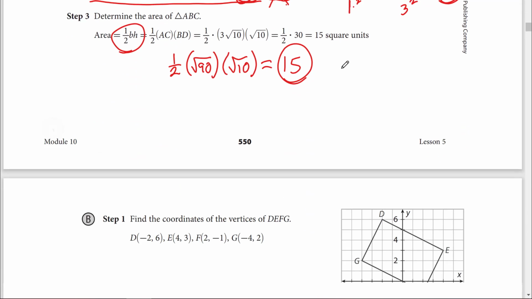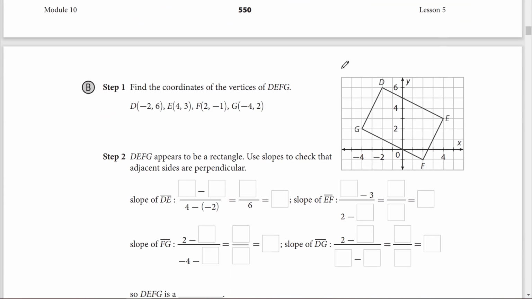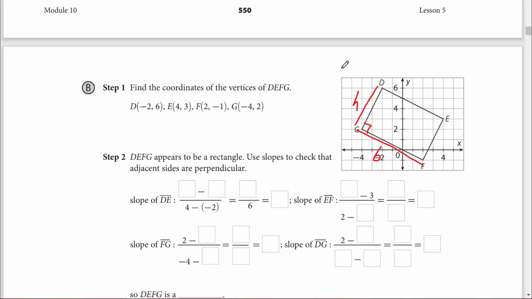We're going to stop there. And this one is doing the exact same thing, except it appears to be a rectangle because my slopes are perpendicular. That's a 90-degree angle if I check my slopes. And so to find the area of a rectangle, it's just base times height. You would find the distance of GF using distance formula, and the distance of DG, so that would be your base and your height. Once you find those distances, multiply them together, and that gives you the area of that rectangle.